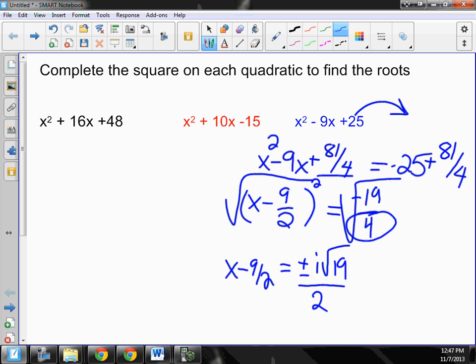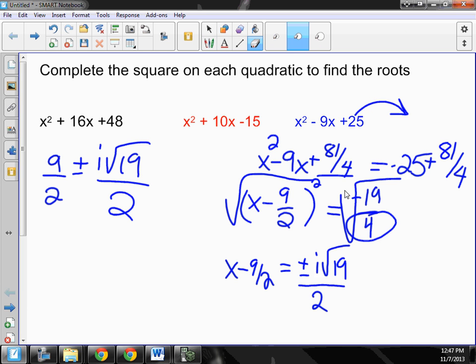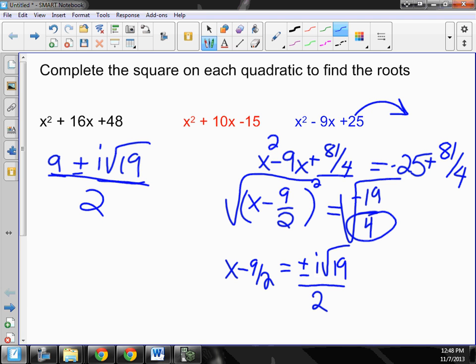So when I add the 9/2 to the other side, I get 9 over 2 plus or minus i root 19 over 2. And the common practice is, since they're both over 2, which will always happen, they'll both be divided by the same number, then we just make one big long fraction and put the 2 at the bottom. And we always write it in that order: real number plus or minus the square root version over 2, or whatever the denominator is.